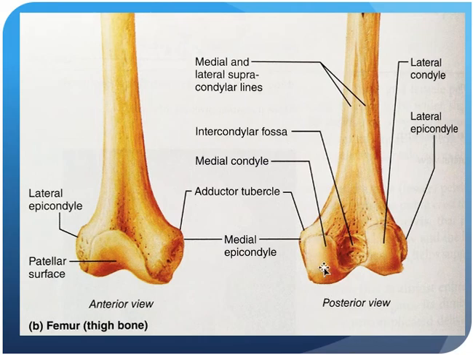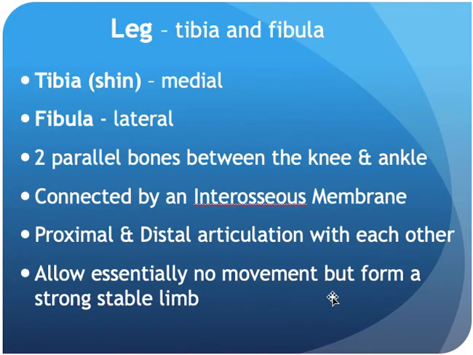And you can see in the picture just how smooth these are, where they look like they're going to move really smoothly over top of another bone. And again, you want to remember that these would be covered in hyaline cartilage. So now we move down to the leg, or the tibia and the fibula. So just the lower part of that leg.